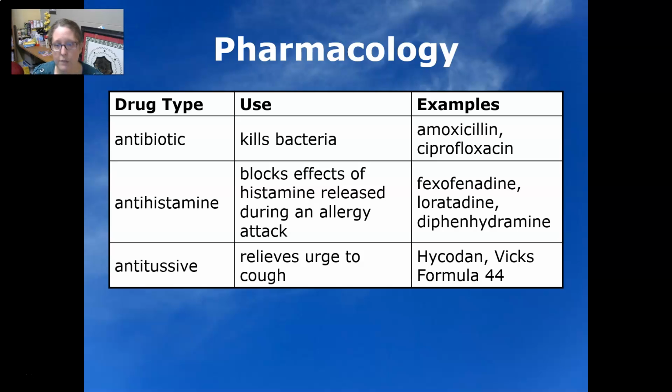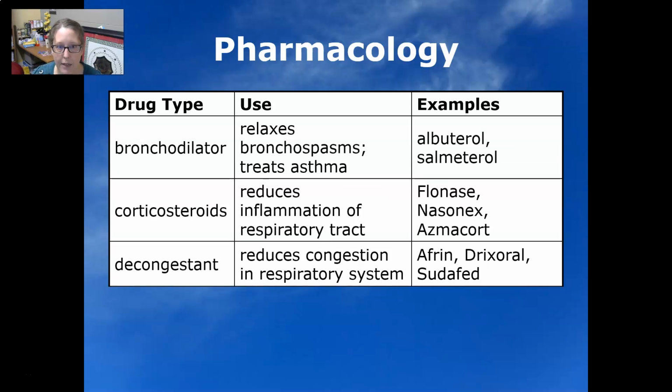An antitussive relieves the urge to cough, like Hycodan or Vicks Formula 44, or Robitussin. Antitussive, that's where they get the name. A bronchodilator relaxes bronchospasms and treats asthma, like albuterol and salmeterol. Corticosteroids reduce inflammation of the respiratory tract. They can also be given to asthma patients, like Flonase, Nasonex, and Asmanex. Also helps to relieve congestion in the upper airway.